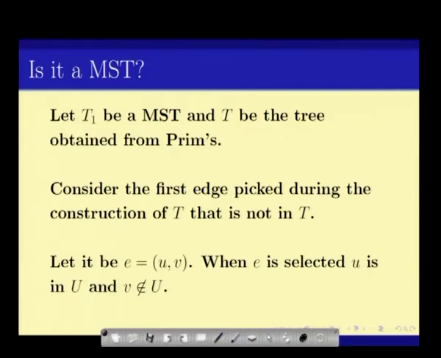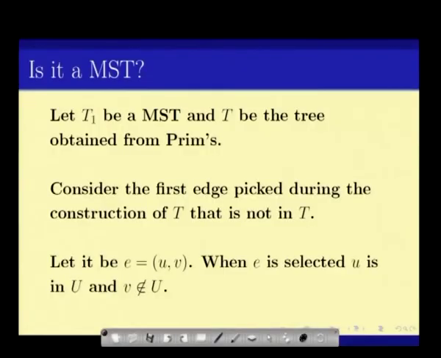Let T1 be an MST, some minimum spanning tree. Let T be the tree obtained from Prim's algorithm. Now, in Prim's algorithm, I kept on picking edges one after another. Let us consider the first edge that I have picked which is not in T1. At some point of time that must have happened, maybe that is the very first edge that I picked, or maybe it is somewhere in the middle, it does not matter.